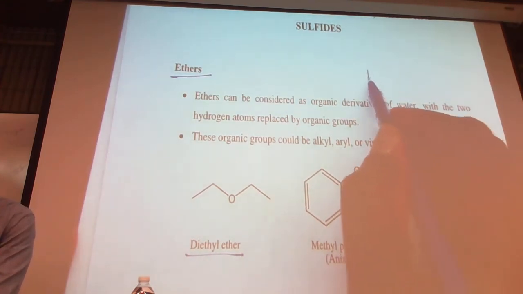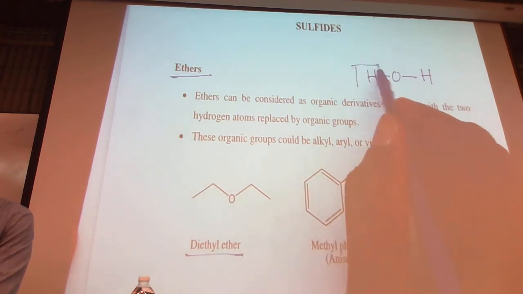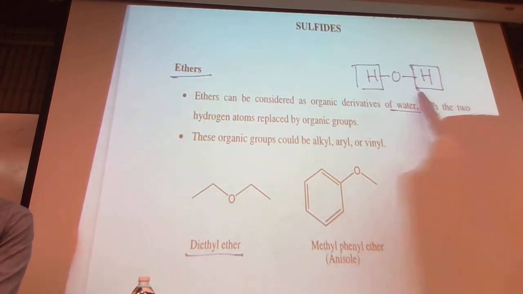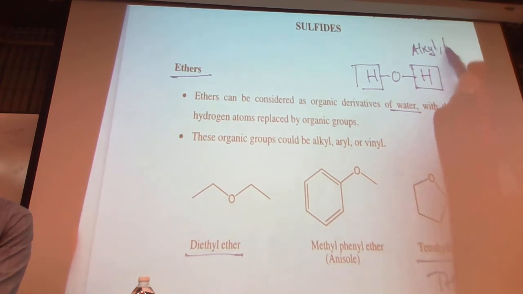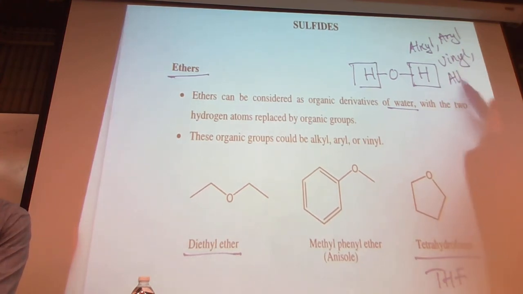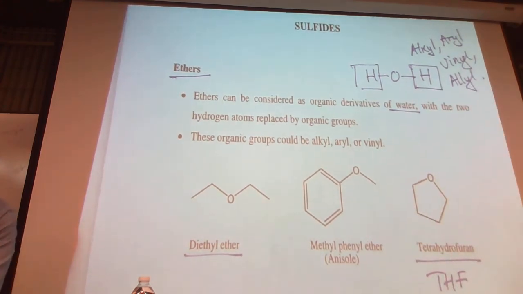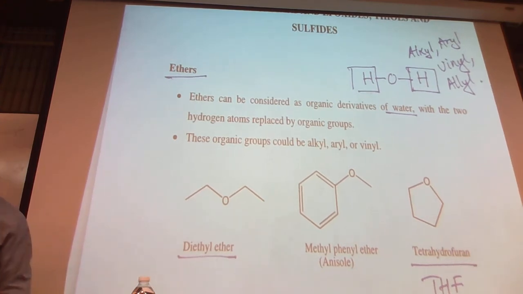So if you think about it, H2O, and you replace those hydrogens with an alkyl group, aryl group, or vinyl group, or allylic, right? So if you replace those H's with any of those groups, you get an ether.